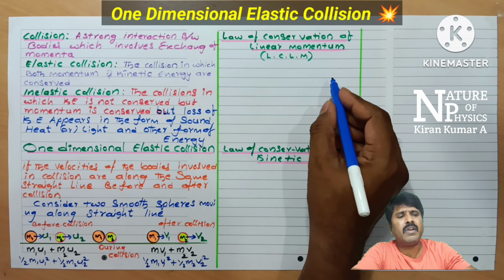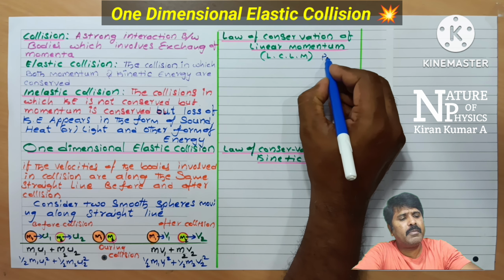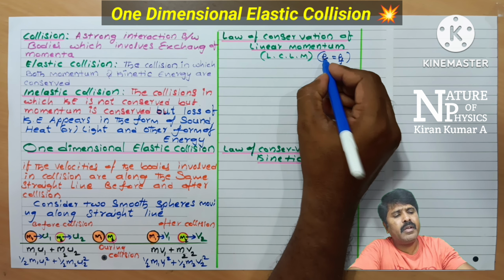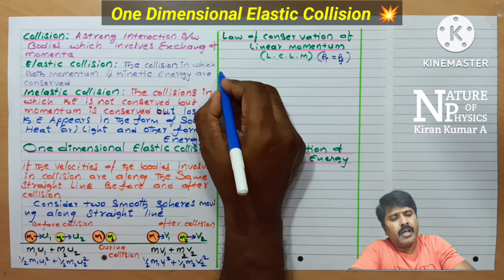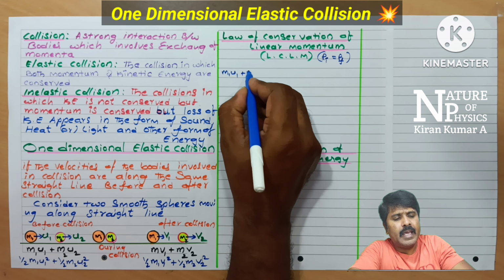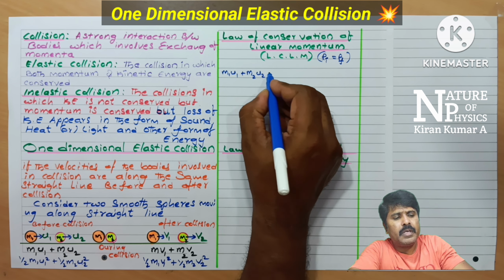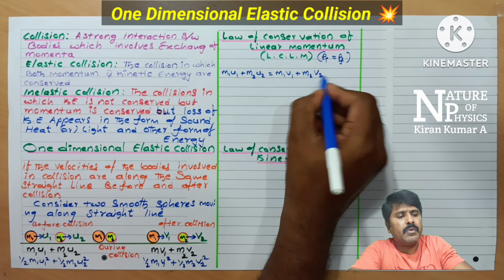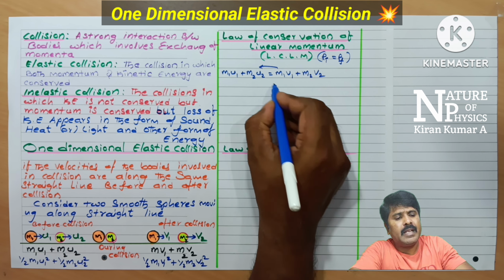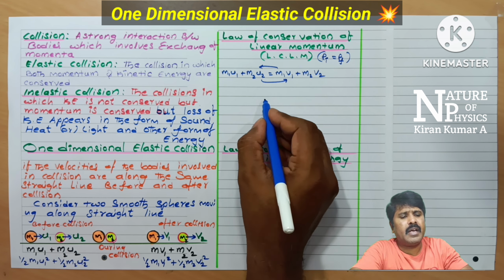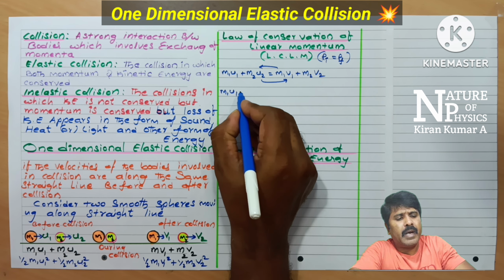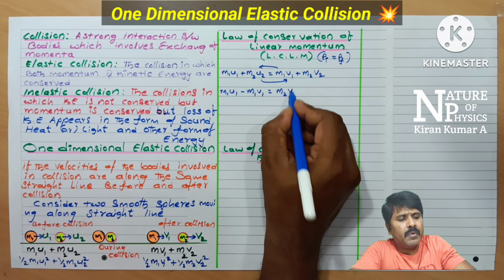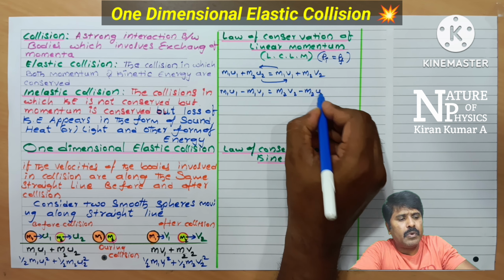First, the law of conservation of linear momentum: initial momentum is equal to final momentum. Here m1 u1 plus m2 u2 is equal to m1 v1 plus m2 v2. Taking m1 terms on the LHS and m2 terms on the RHS, m1 u1 minus m1 v1 is equal to m2 v2 minus m2 u2.